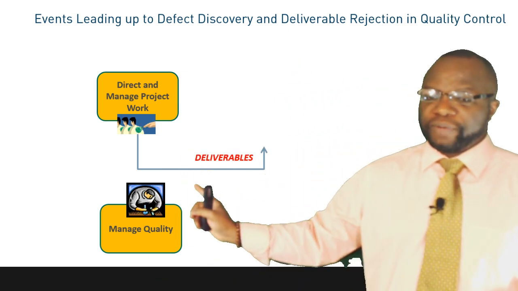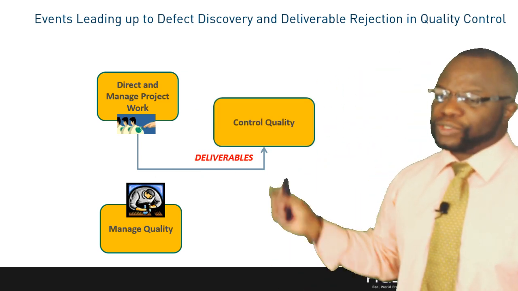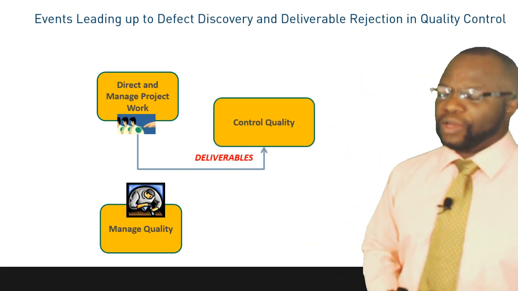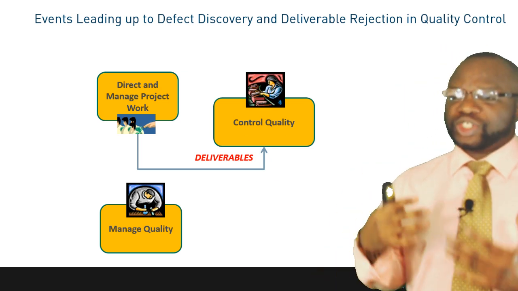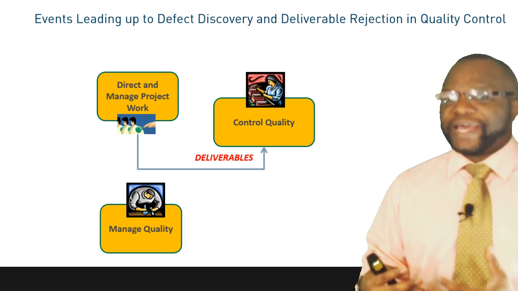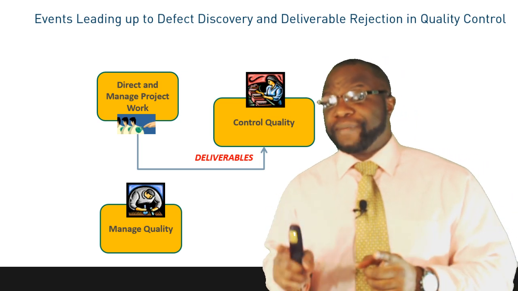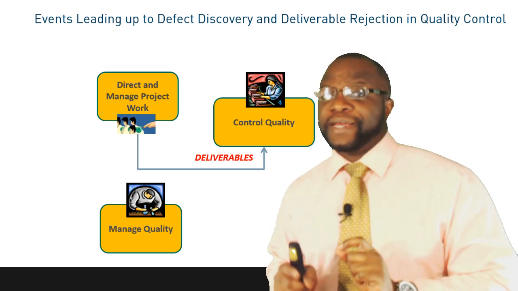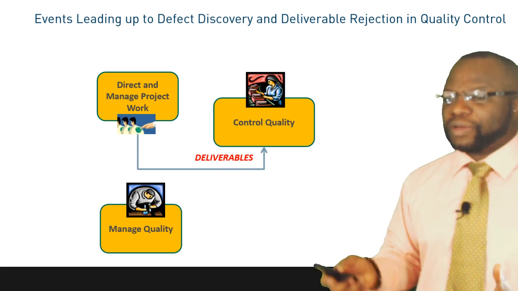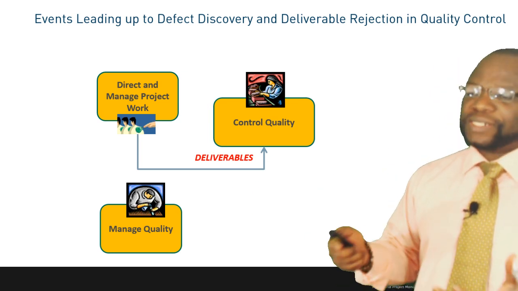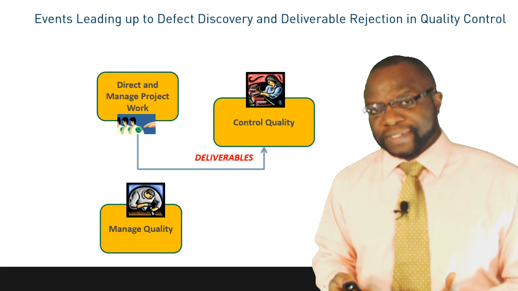So we have deliverables which come out of direct and managed project work. These deliverables go to control quality. What do we do in control quality? Well, in control quality, we are going to be checking to ensure that the deliverable is fit for use, conforms to requirements, and will most likely satisfy the customer. So we have the lady on the conveyor belt taking a look at the deliverables. She decides this is not a good deliverable. In fact, there's a defect.